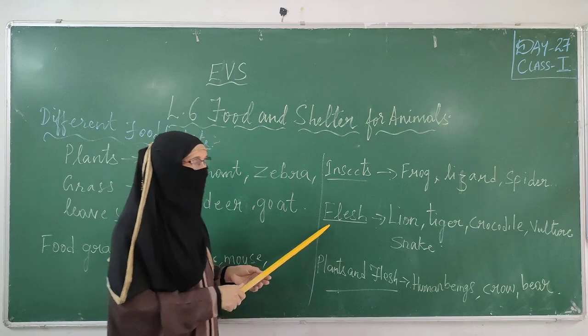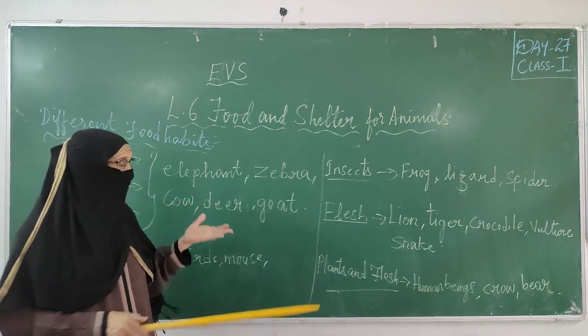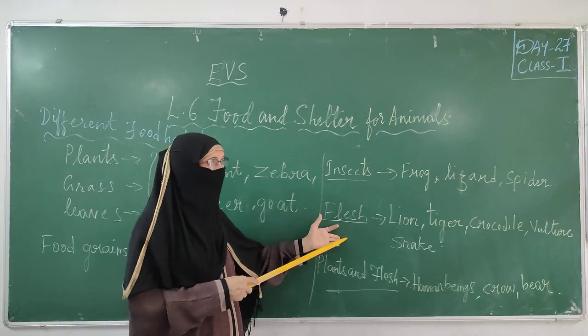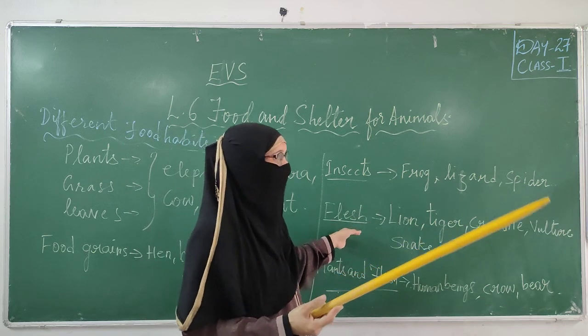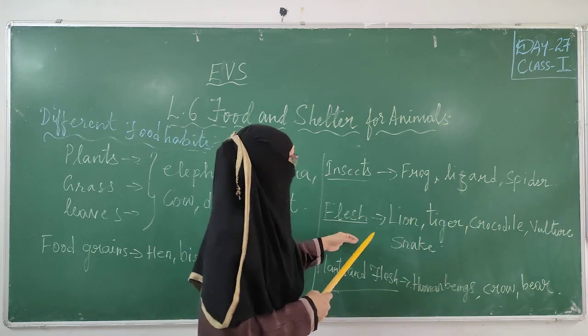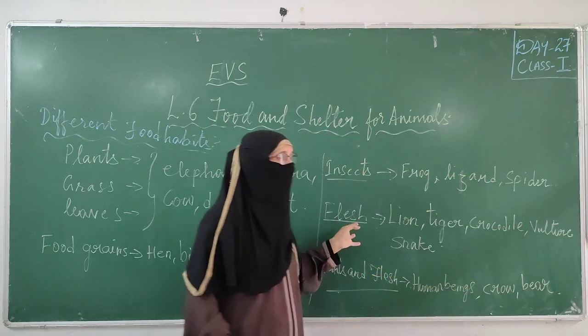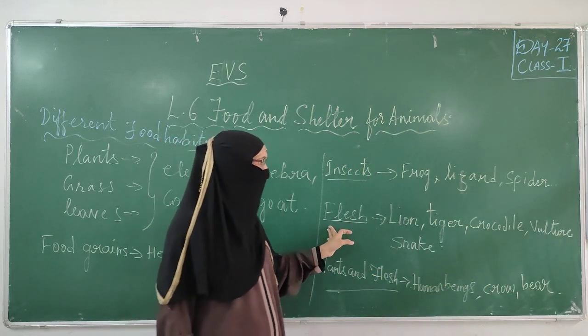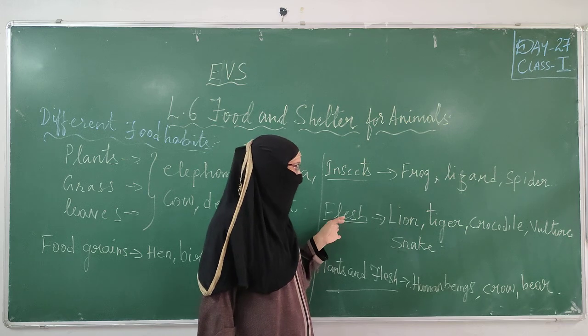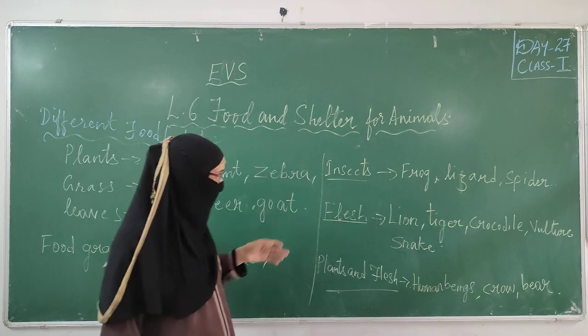Now coming to flesh eating animals. When we say flesh eating animals, we get the name of either tiger or lion. Lion, tiger, crocodile, vulture, snake. These are the flesh eating animals. They eat the flesh of other animals. They kill and eat the flesh.